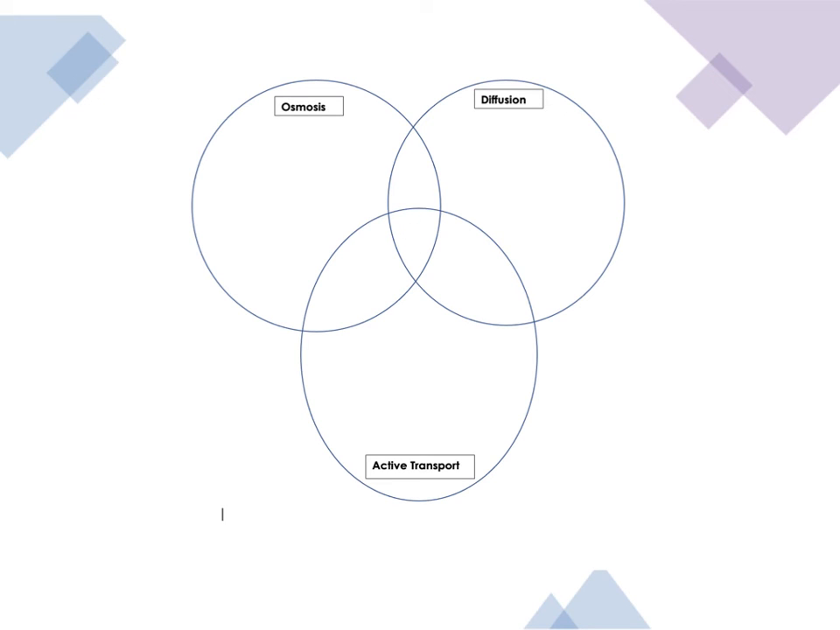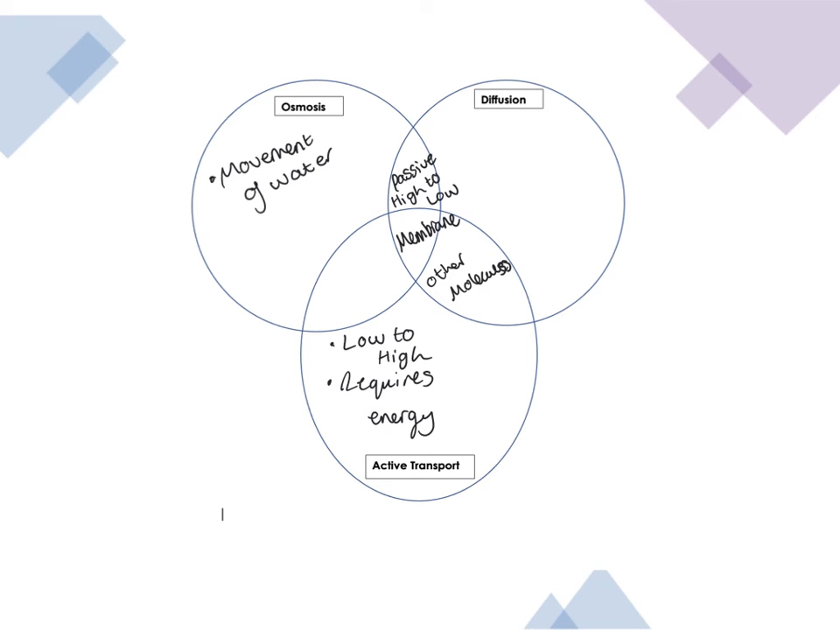So have a go. Okay. So I've just come up with a couple. This is by no means all of them, but I've just started filling out my Venn diagram, and then you can kind of carry it on before you submit it, okay? So I picked up active transport. It moves from a low to a high concentration, which is different from the other two, so that goes in its own bubble, and it also requires energy, okay? Osmosis, the only thing that's common just to osmosis is it's the movement of water, okay?